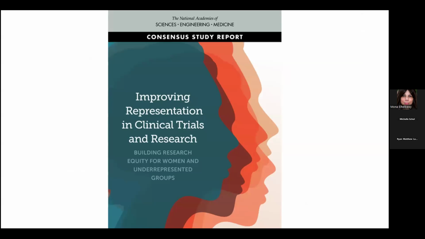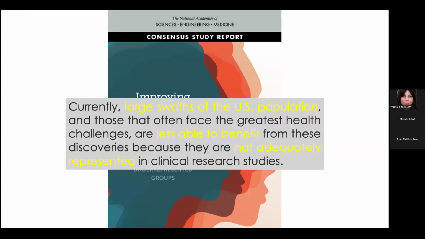It's a major problem that has had major investment in the United States. The National Academy of Sciences studied this a couple of years ago, and they came up with the basic conclusion that large swaths of people, especially those who are most at risk in our health system, don't benefit from a lot of our advances because they are not represented in the clinical research cohorts.